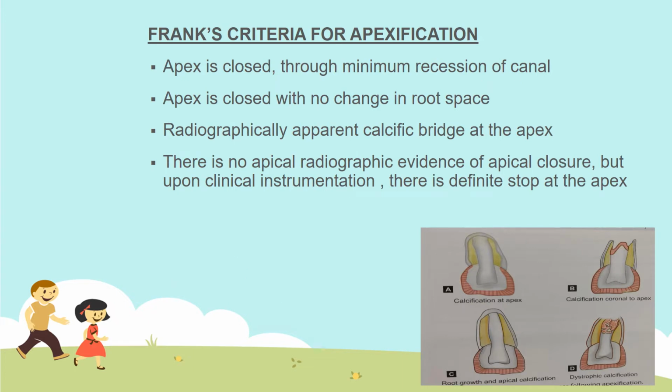According to Frank's criteria, first, apex is closed with minimum recession of the canal. Second, apex is closed with no changes in root space. Third, radiographically apparent calcific barrier at the apex. Fourth, there is no radiographic evidence of apical closure, but upon clinical instrumentation, there is a definite stop at the apex.